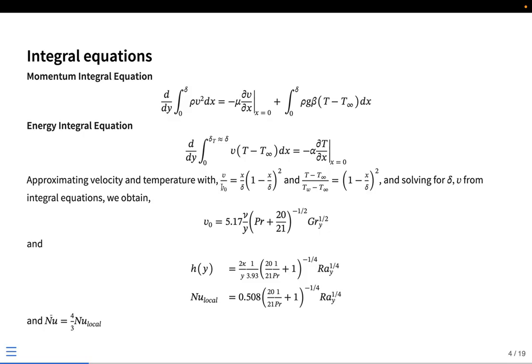When we were solving forced convection, when there is an external flow, if you recollect, we have a plate like this and then we have a boundary layer. The momentum integral equation would be one equation, and from this we would get delta, and from the second equation, the energy equation, we would get delta t.